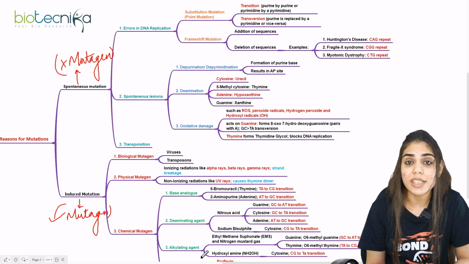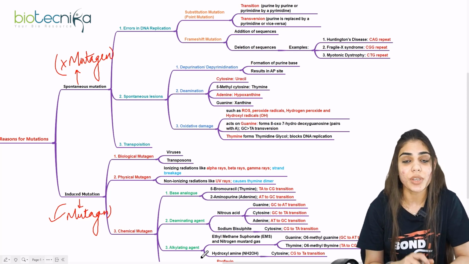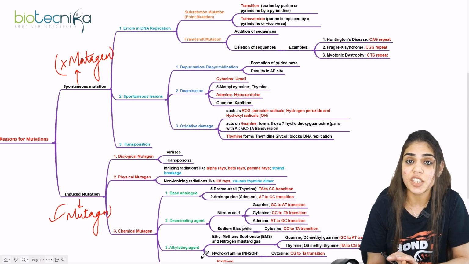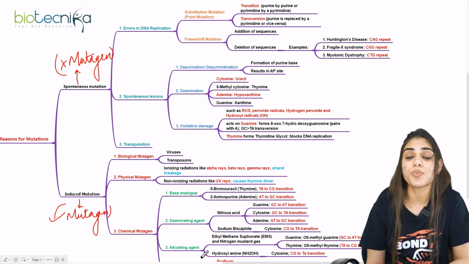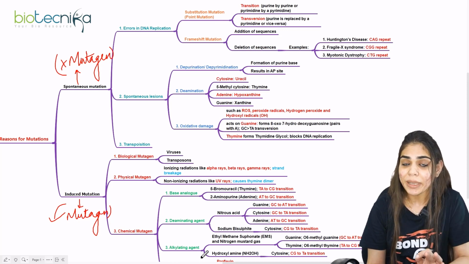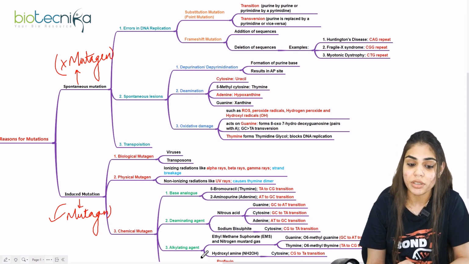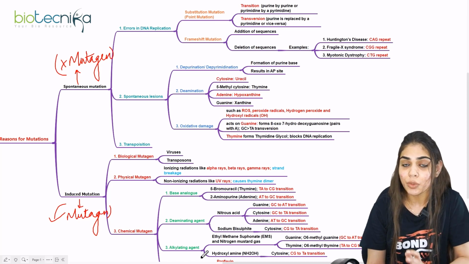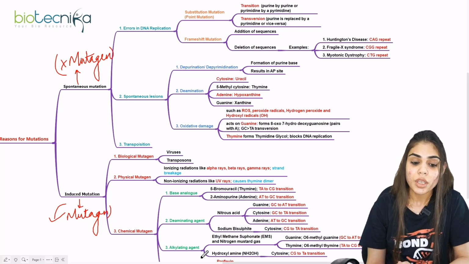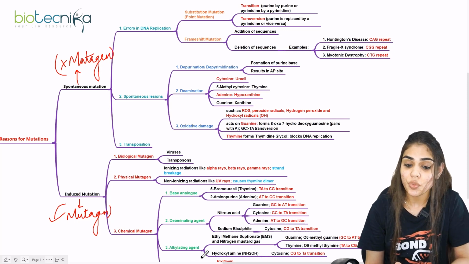So what do you understand by errors in DNA replication? As you all know, DNA replication takes place both in prokaryotes and eukaryotes. But sometimes if errors are made, this is called spontaneous mutation. If replicated DNA is damaged by some means, it is called a spontaneous lesion, because it is spontaneously mutated, as no mutagens are involved. Errors in DNA replication are further classified into point mutation or frame shift.